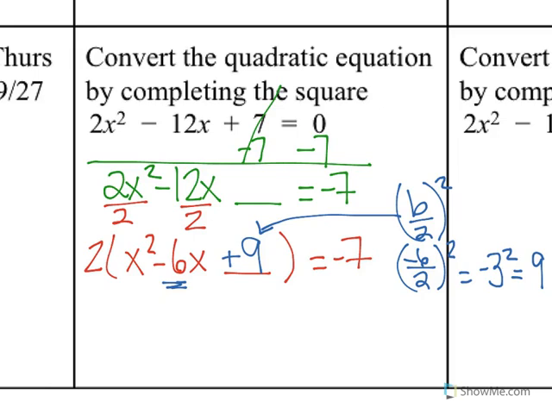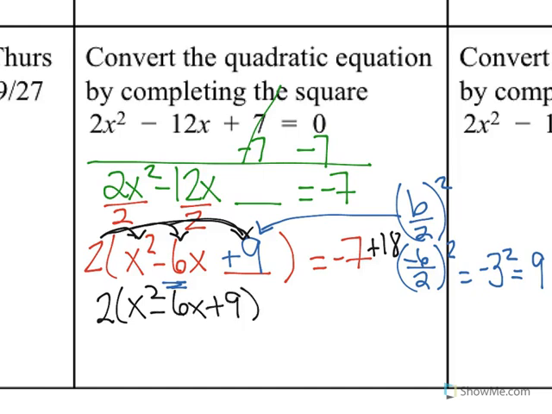Now, because we added something to the left side of the equation, we need to add something to the right side. However, we didn't just add a 9 because this 2 could be redistributed into the parentheses. So 2 times 9 is 18. So we actually added 18 to the left side, so we're going to add 18 to the right side. So our equation is 2 times x squared minus 6x plus 9, and that's equal to 11.